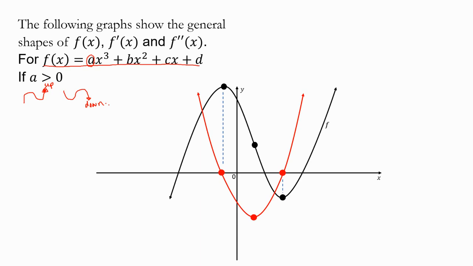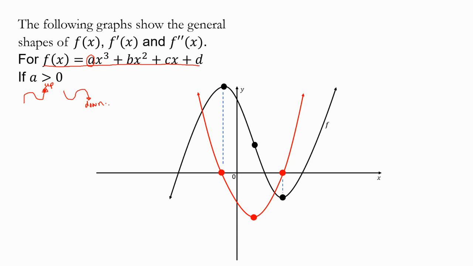Okay, right, because the red graph, now I'll use colors. The red graph is the derivative of the black graph, meaning that the red graph represents the gradients, because the gradients are changing here for this cubic graph. We don't have one gradient, it depends on the x value. So the red graph represents the gradients of the black graph.